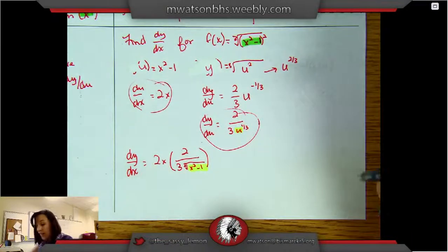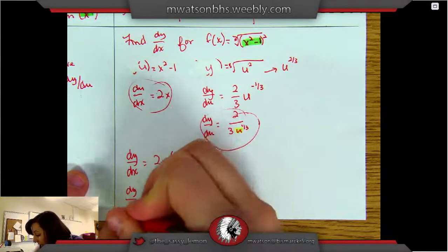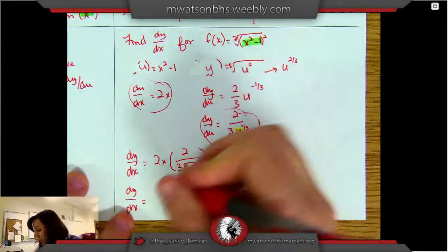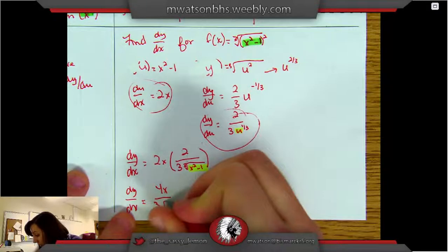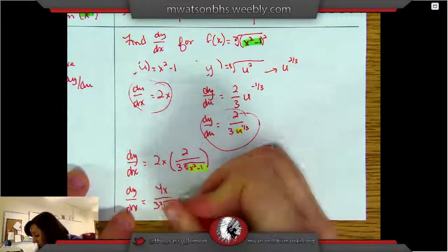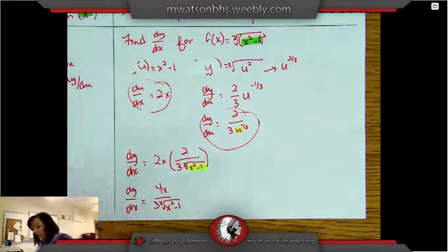And then it's just a matter of cleaning it up a bit. So we're going to call this dy over dx equals 4x over 3 cube roots of x squared minus 1. Now, can we rationalize? Yes. Are we going to? No.